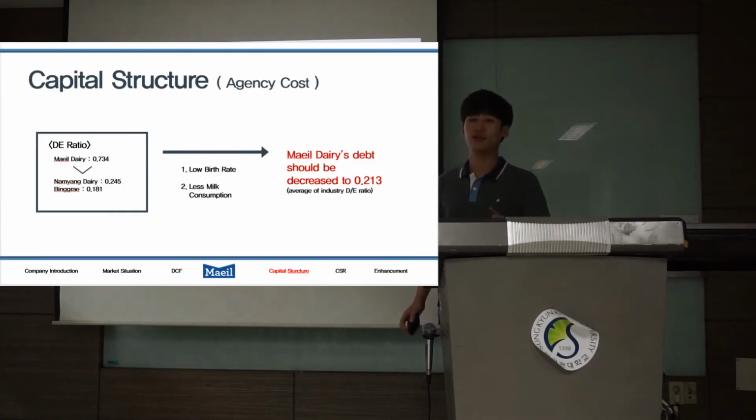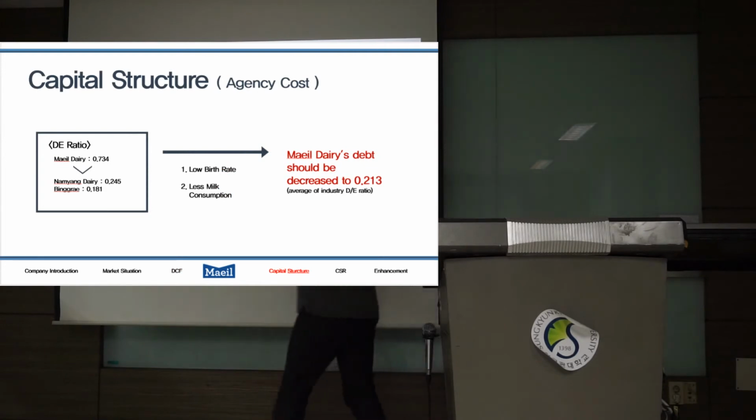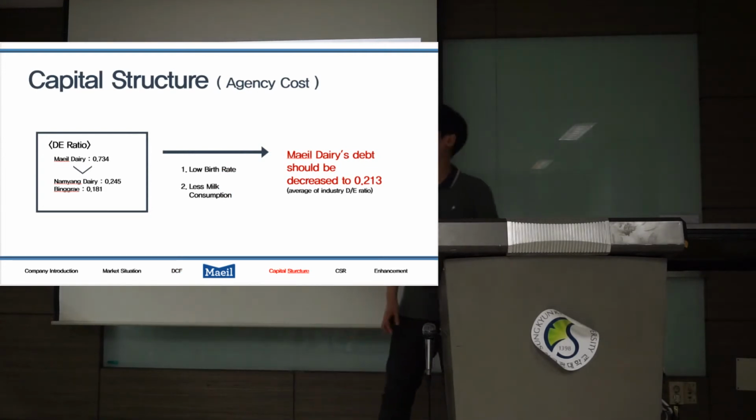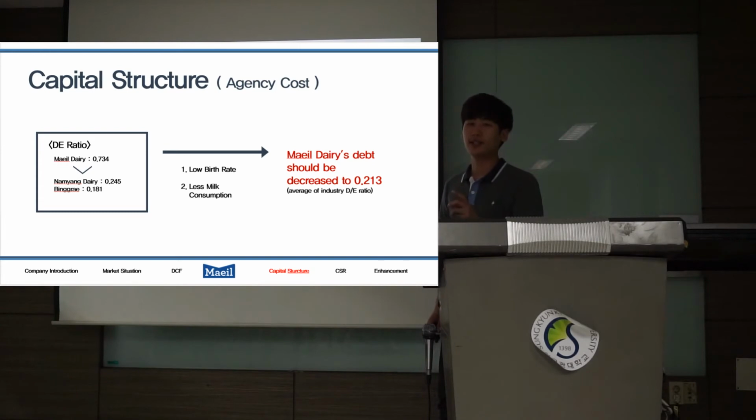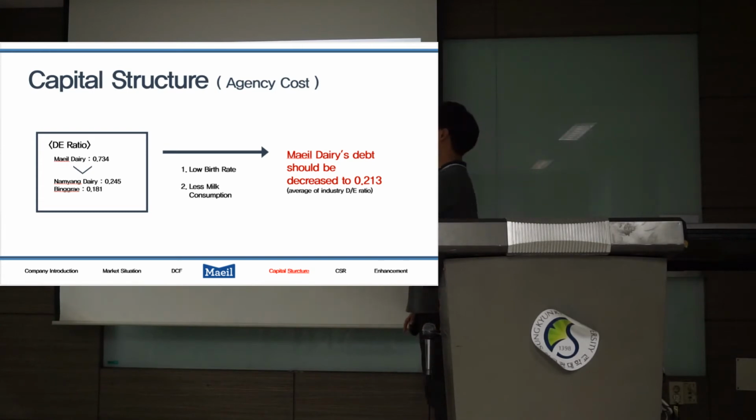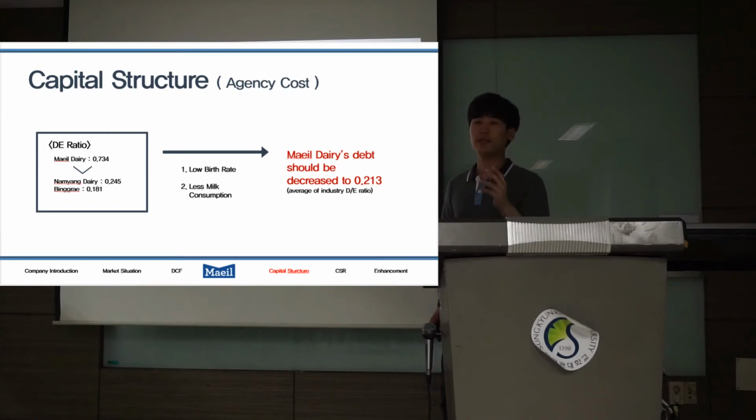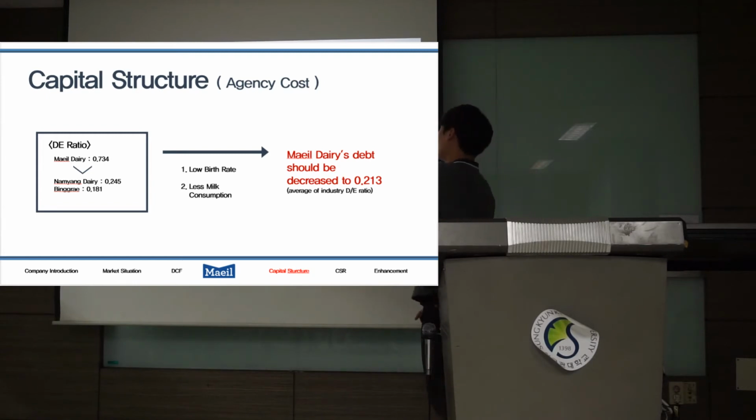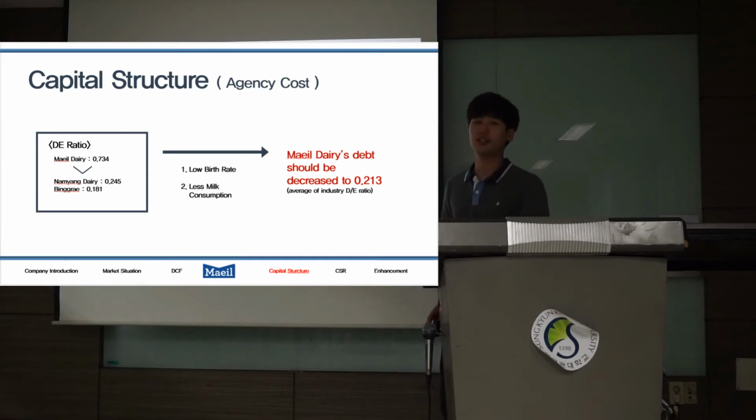Then I will talk about capital structure using the agency cost. Right now, if you look here, the D ratio of Maeil Dairies is 0.734, which is much higher than Namyang Dairies and Binggrae. And thinking of the current situation of Korea, the low birth rate and less milk consumption, I think Maeil Dairies' DE ratio should be lower. And the optimal D ratio of Maeil Dairies can be 0.213, which is the average industry DE ratio.